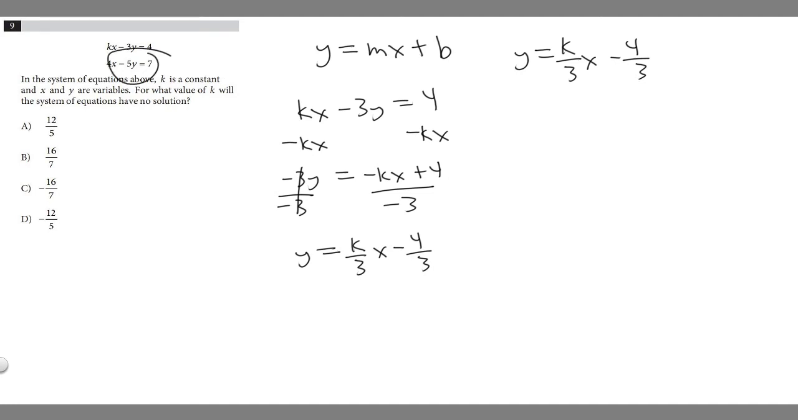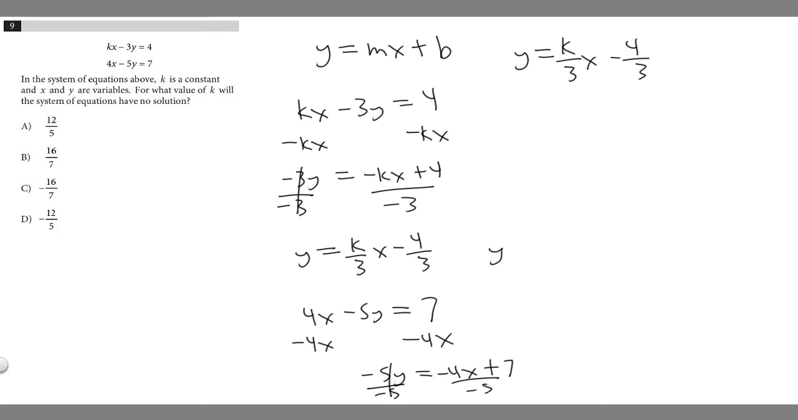And then let's do the next one. So it's going to be 4x minus 5y equals 7. And same thing for this one, we've got to solve for y. So if I subtract 4x from both sides, we'll get minus 5y is equal to minus 4x plus 7. And then we can divide both sides by minus 5. And then we'll get y equals minus 4 divided by minus 5, which is 4 over 5, then multiplied by x. And then 7 divided by minus 5 is minus 7 over 5. So let's write the equation here too. So y equals 4 over 5 x minus 7 over 5.